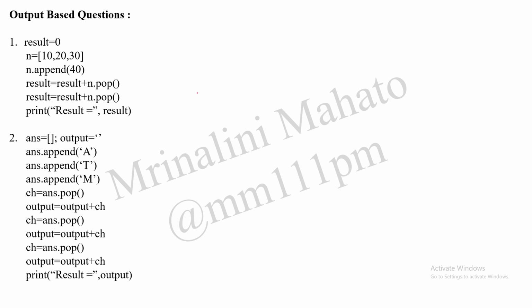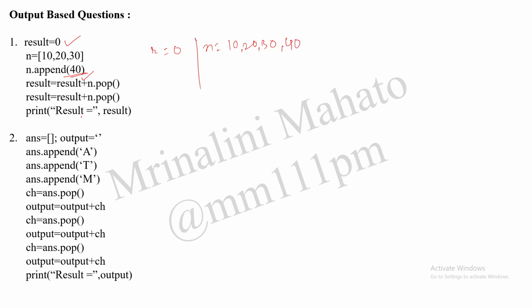Now come to the output based question. How will you solve it? What is given? Result equal to 0. Okay, I am writing here r equal to 0. Then n equal to 10, 20, 30 is given. Now n dot append 40. Whenever the append word is given, how many elements are given? Only one element, 40. So we will add 40 here.